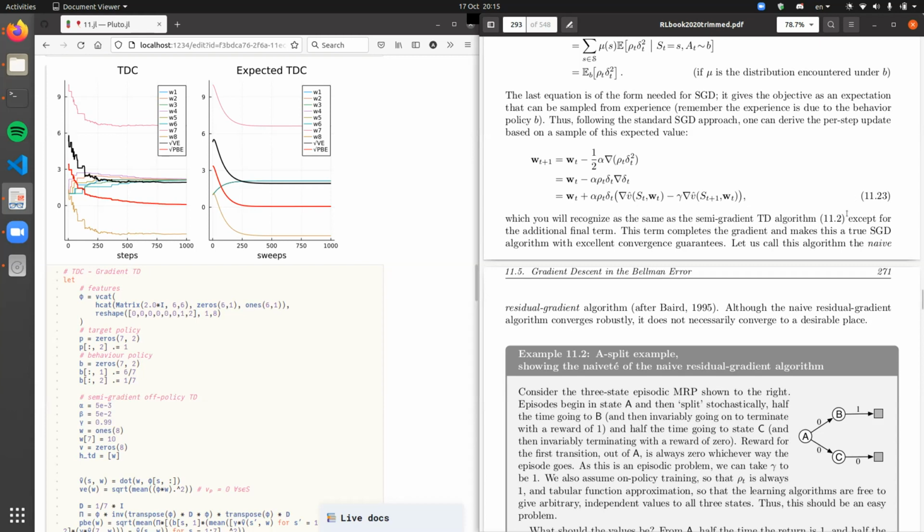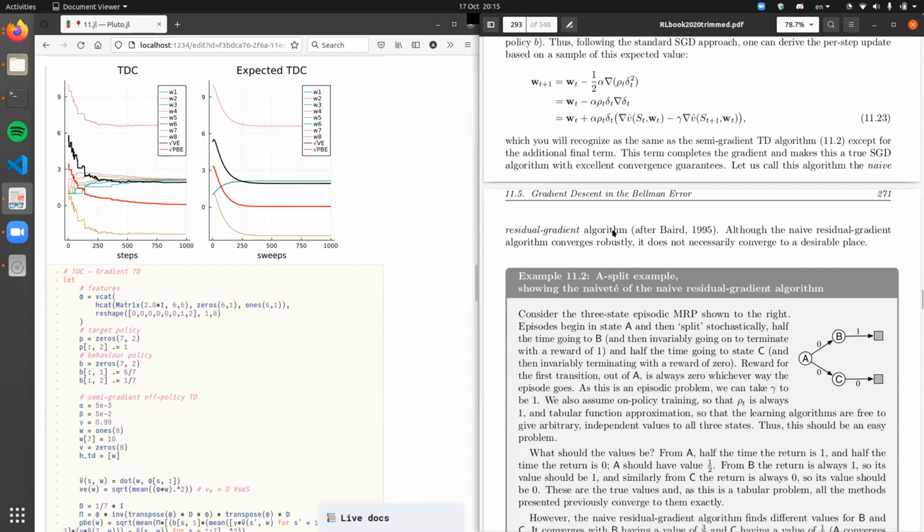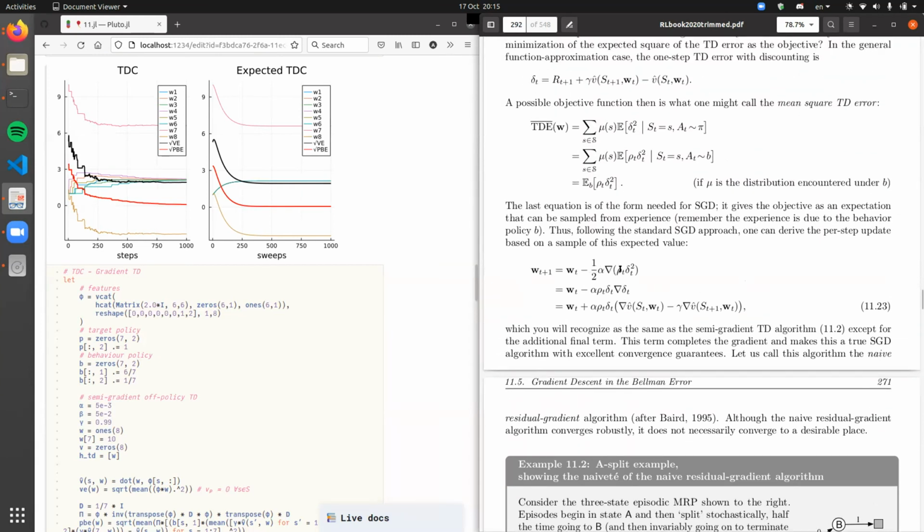Sorry, Arto, do you know how you get from the first line of the gradient to the second line?